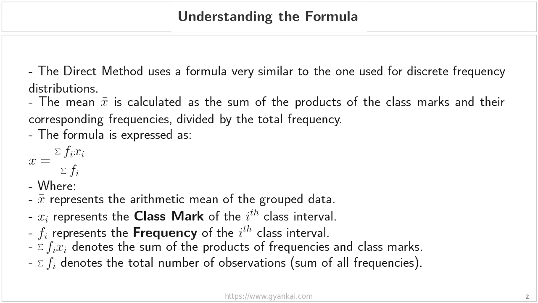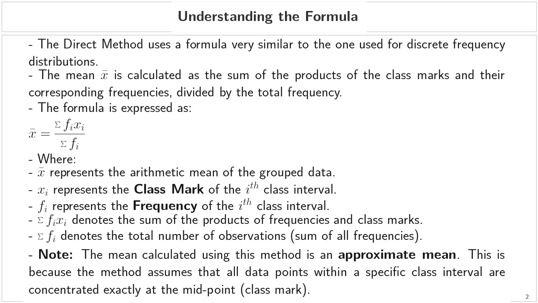The notation sigma of f sub i times x sub i denotes the sum of all those individual products we are about to calculate. And finally, the sigma of f sub i represents the total number of observations, which is just the sum of all our frequencies.